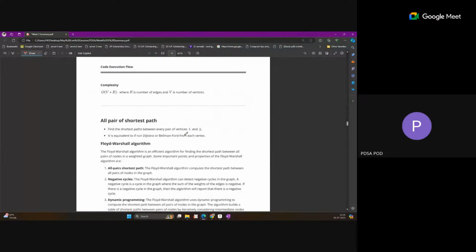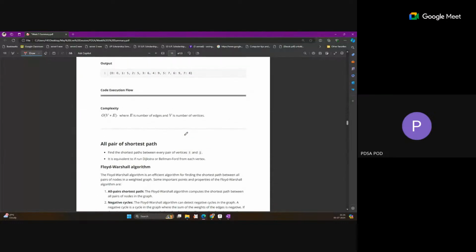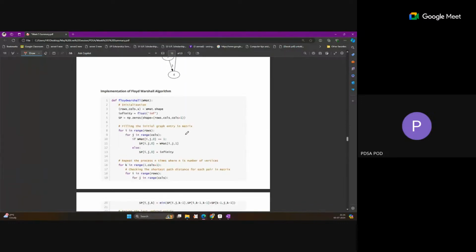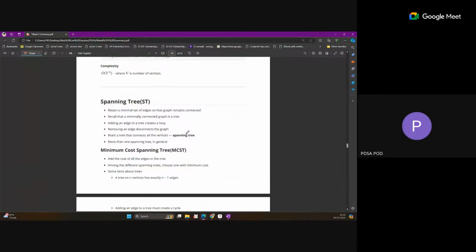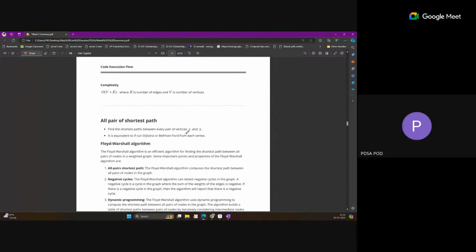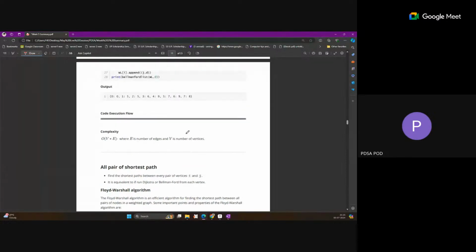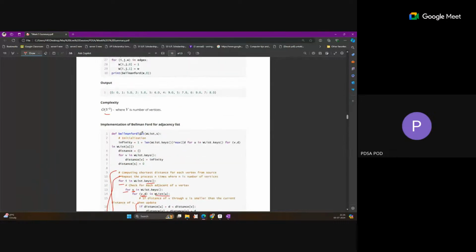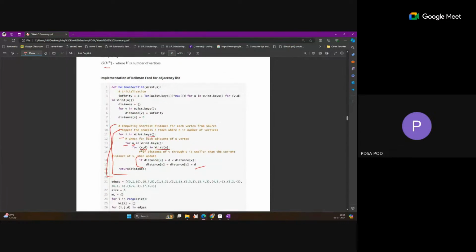So this is the Dijkstra algorithm, that is the Bellman-Ford algorithm, and the next implementation is the all-pairs shortest path, as we have discussed. So complexity-wise, this Bellman-Ford algorithm, this one.